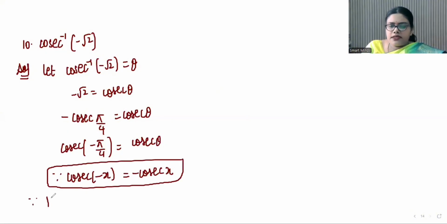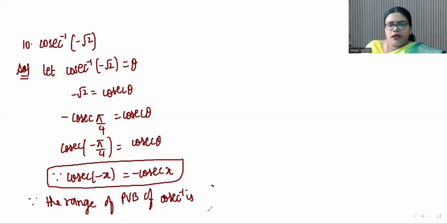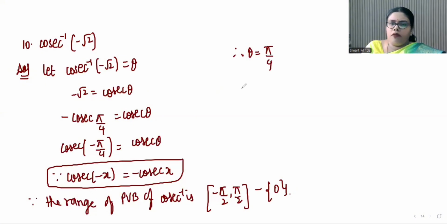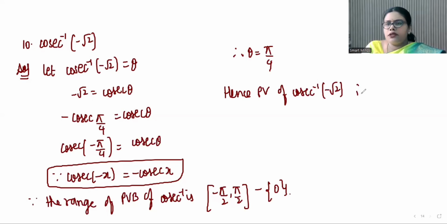Now, since the range of the principal value branch of cosecant inverse is the closed interval minus pi by 2 to pi by 2 excluding 0, theta equals minus pi by 4. Hence, the principal value of cosecant inverse of minus root 2 is minus pi by 4.